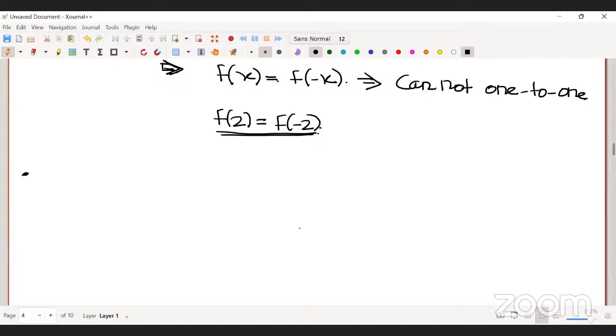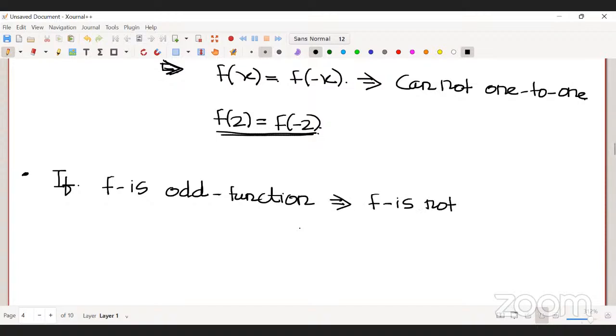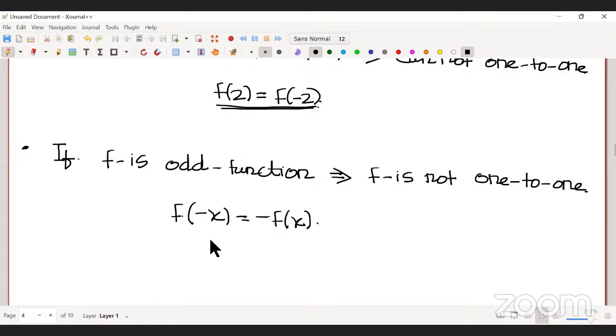What I am saying is, if f is an odd function, that doesn't imply that f is 1 to 1, because of the property f of minus x is nothing but minus of f of x, right? From this property you cannot conclude anything. I need to think about an example, but from this property you cannot conclude anything.